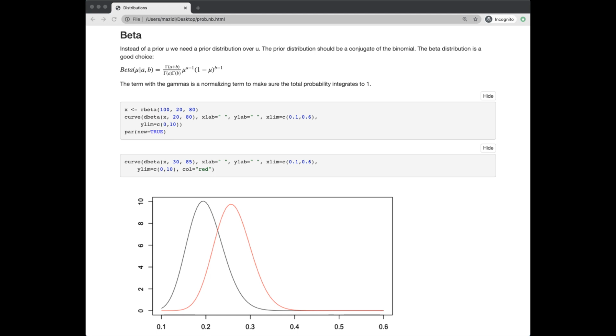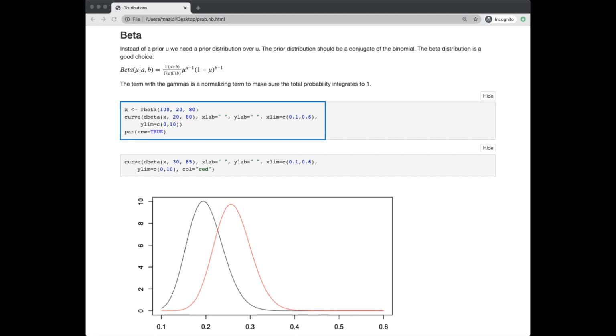In fact, small sample sizes serve poorly as prior estimates of probabilities. Instead of a prior mu, we really need a prior distribution over mu. We want this prior distribution to be a conjugate, a family member, of our binomial distribution. The beta distribution is a good choice. The first term with the gammas serves as a normalizing constant to make sure the total probability integrates to 1. Let's look at the beta distribution for example in R. We use the R beta function to create 100 random beta samples with shape parameters 20 and 80.